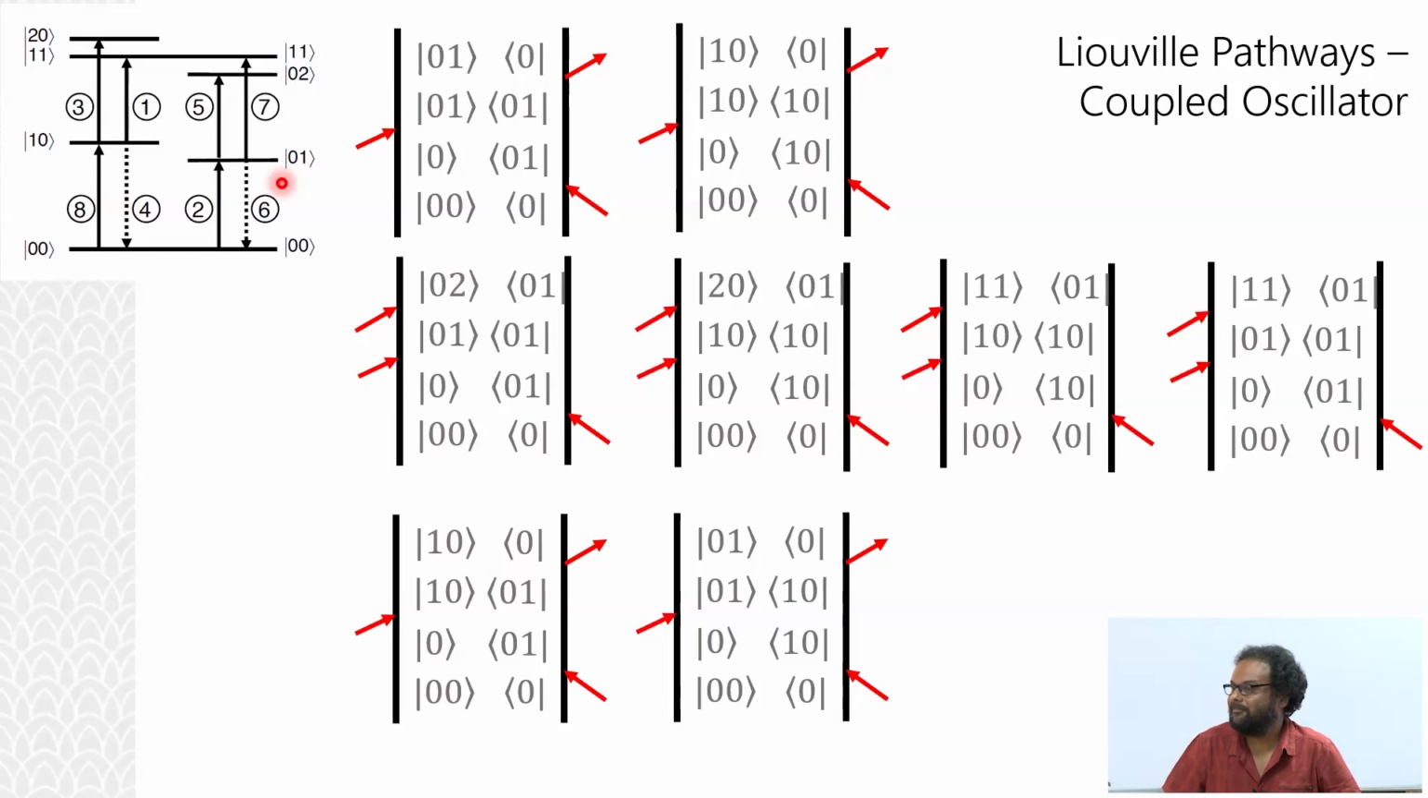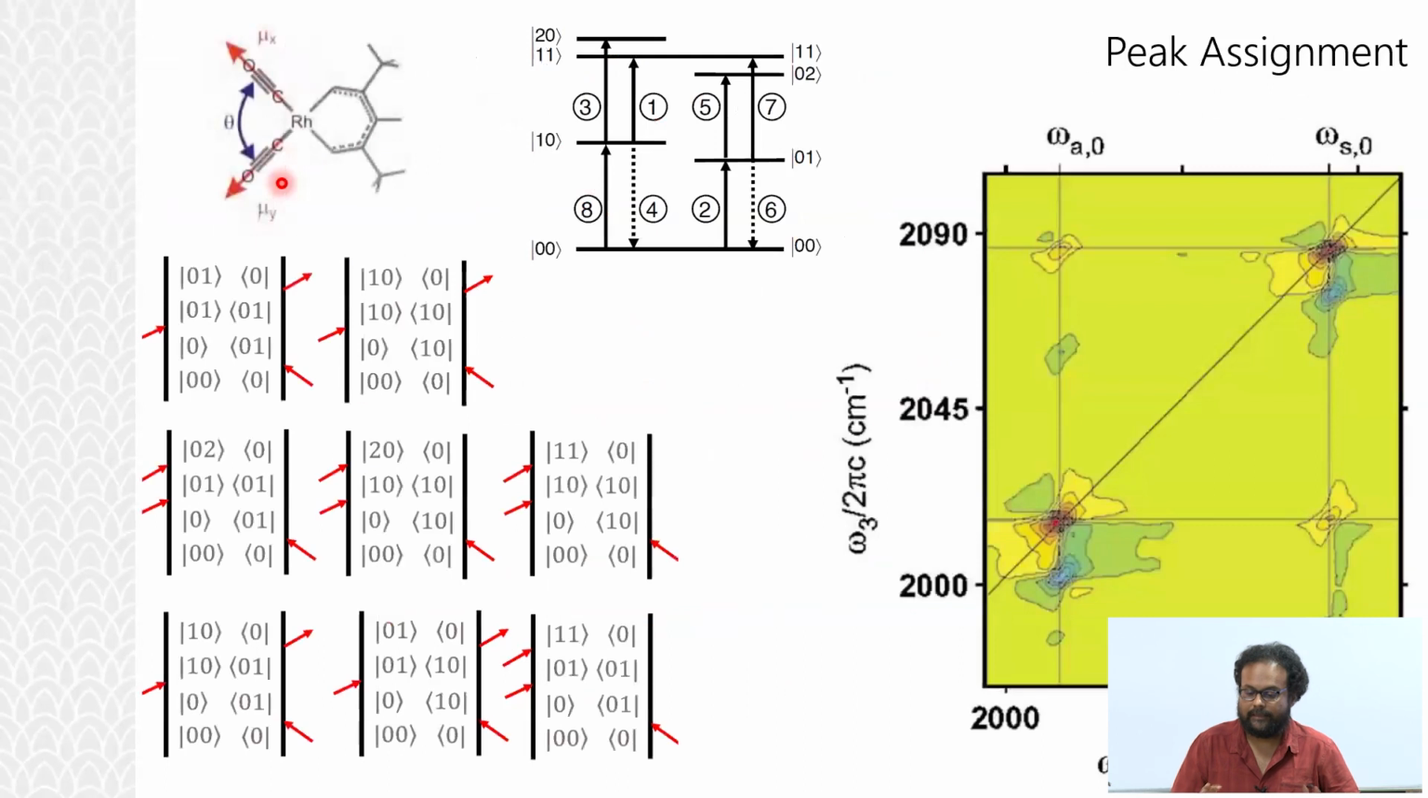Okay, make sense? Okay, let's look at real experimental data. Oh my God, I didn't have the reference here. So this is a Physical Review Letters paper from Andrei Tokmakov's group, I think in Chicago. I think this is probably the first 2D spectra ever recorded. I may be wrong here, but it's really a seminal work.